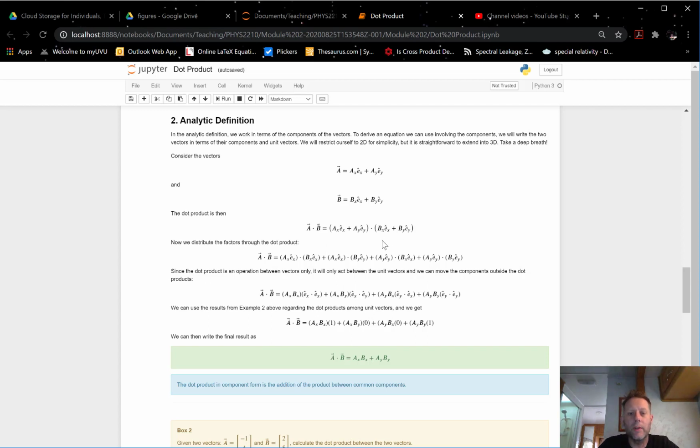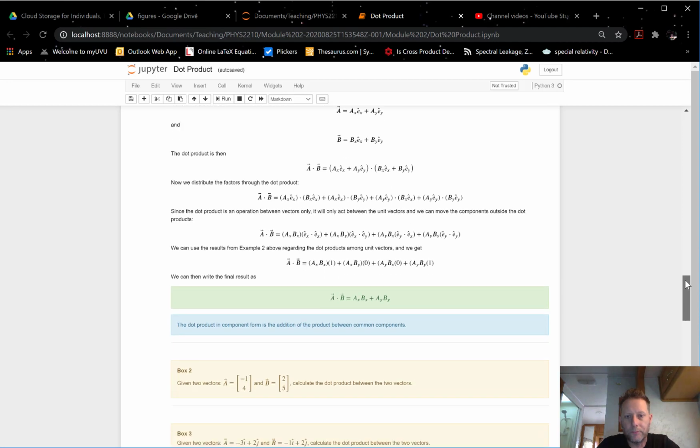So we distribute through here, so we get AX times unit vector EX, or I shouldn't say multiplied, dotted with the first term of the B vector and so forth. So we distribute through all the terms here. So we're getting these 4 terms now. These are all dot products.